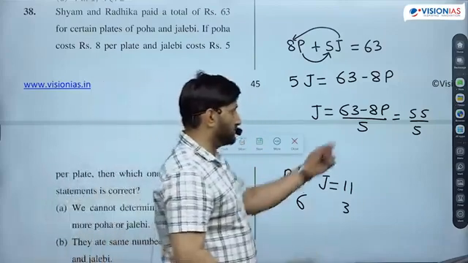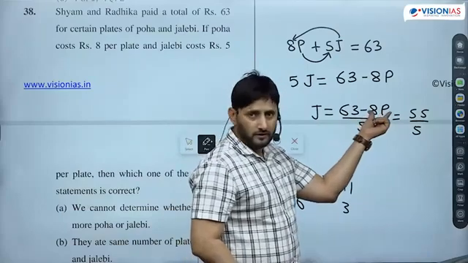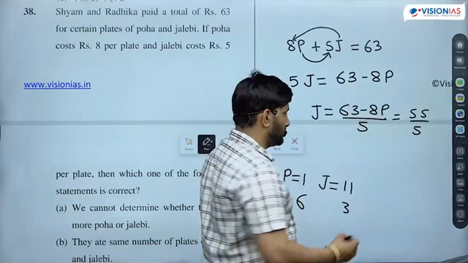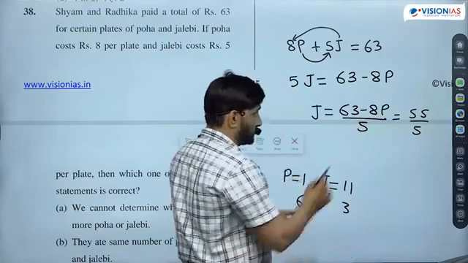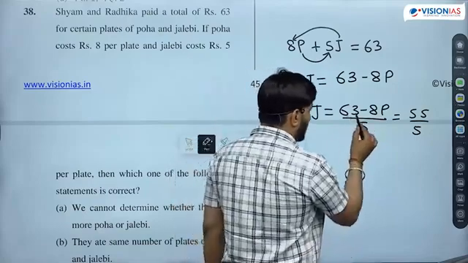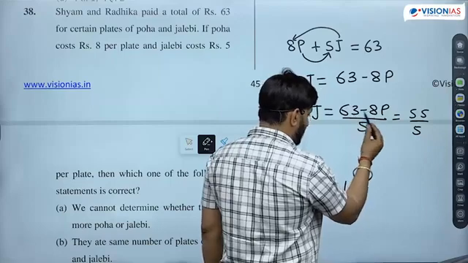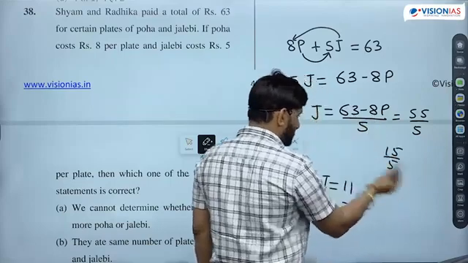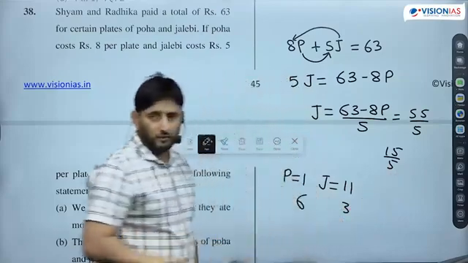आप चेक कर सकते हो. p को अगर आप 6 रखेंगे, then this will be 48. 63 minus 48, that is 15. 15 divided by 5. Value of j is coming out to be 3. These are two possible cases.